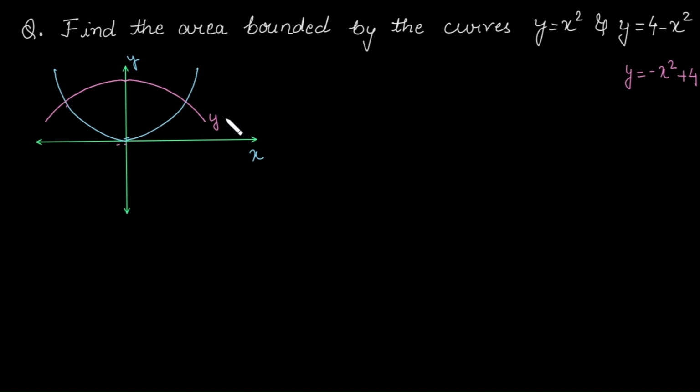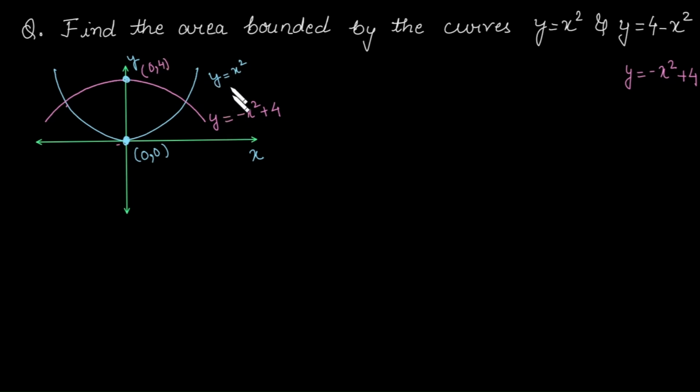So, here we have the curve y is equal to minus x square plus 4, and this curve is y is equal to x square. So, we are getting the bounded region by these two curves as this. After that, find the intersecting points. One is the origin. What is the intersecting point over here? This curve is y is equal to minus x square plus 4. It is intersecting at the y-axis. It means x is equal to 0. When x is equal to 0, the value of y is 4. It means this point is (0, 4).